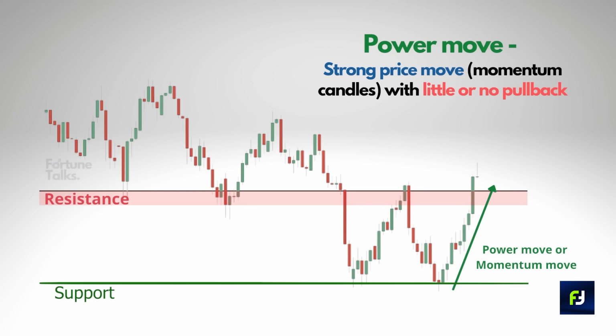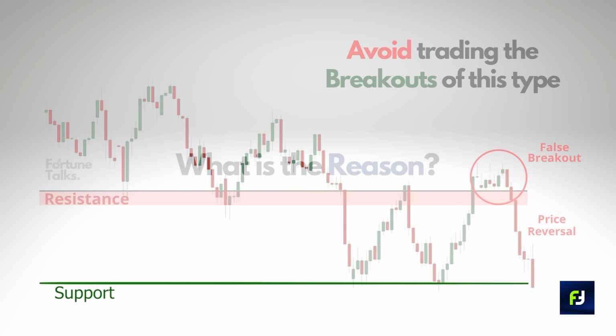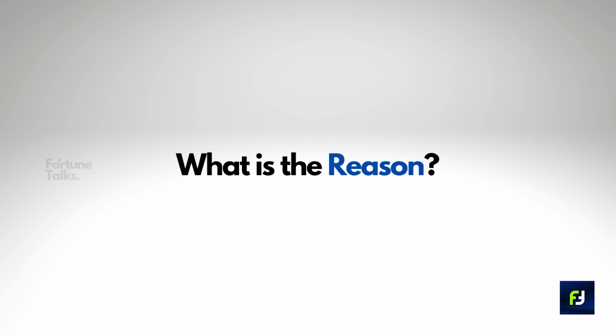Now if the price moves up from a level with little or no pullback and then it goes up higher, breaking an area or a level of value like a support or resistance, then my advice is not to chase the breakout of this type, because more often than not, the market tends to reverse under these conditions. And why am I so sure and why is it so? Let me give you a very simple explanation of why this actually occurs.